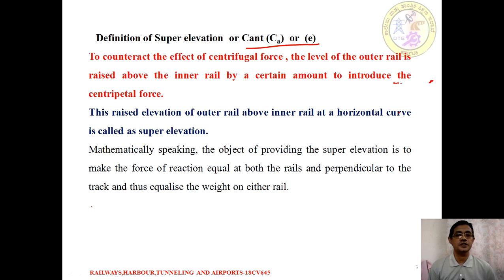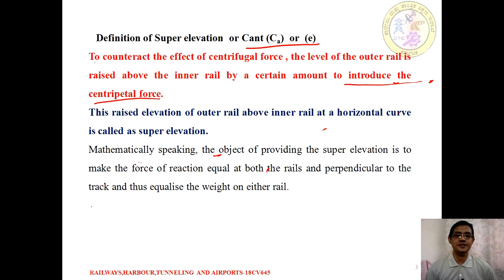The super elevation is the force that is going to counteract the effect of centrifugal force. The level of the outer rail is raised with respect to the inner, in order to introduce the centripetal force. That is according to the definition. Some amount of outer edge is raised with respect to inner edge to introduce the centripetal forces, or otherwise to keep in equilibrium with respect to the center of gravity, that is CG.